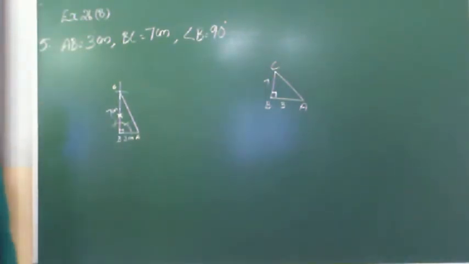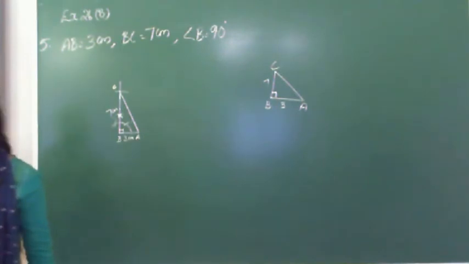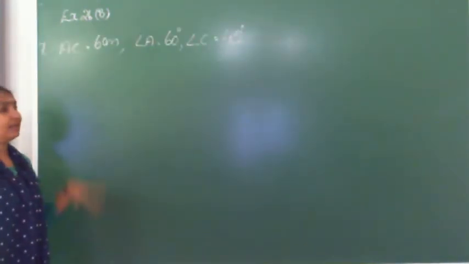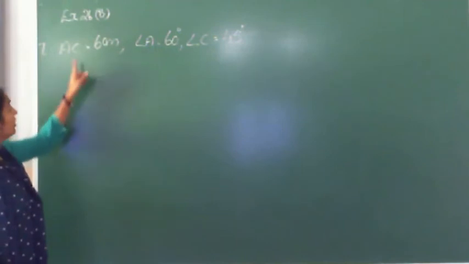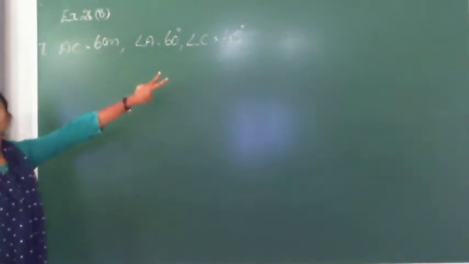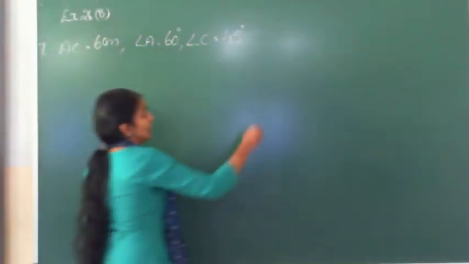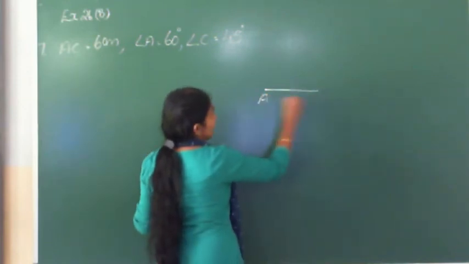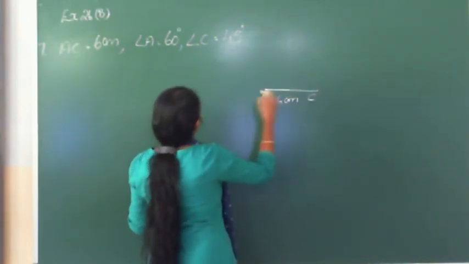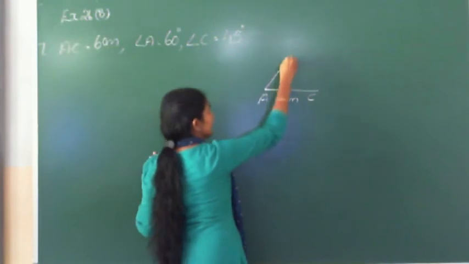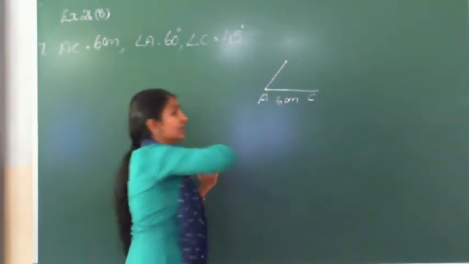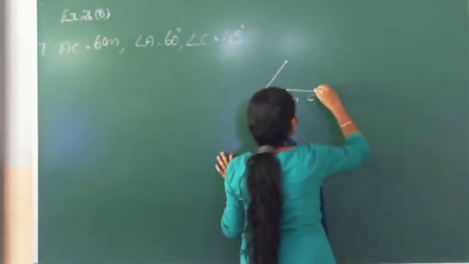Now we are going to do question number 7. So question number 7 is ready. Now the rough figure: here one side and two angles are given. AC is 6 centimeter, angle B is 60 degree and angle C is 45 degree.